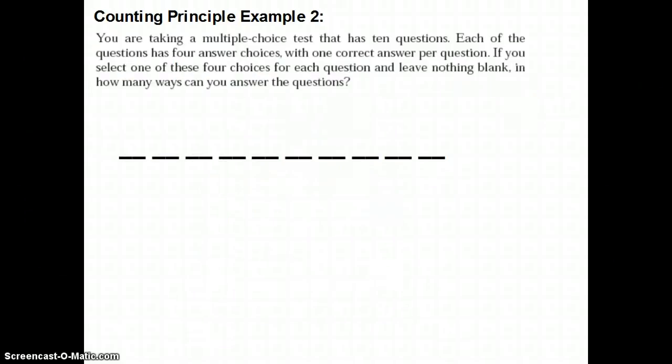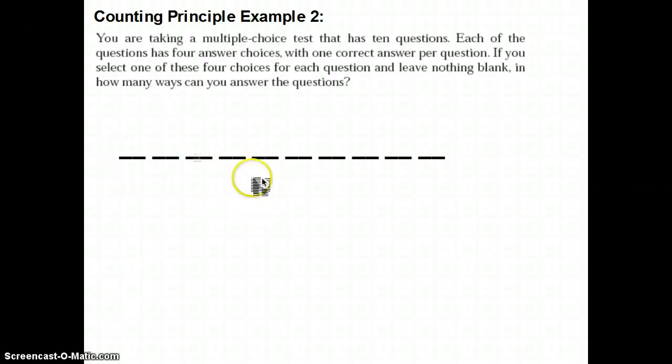This next example would not be a good one to draw a diagram of. There would just be too many different branches. Let's look at this one. It says that you are taking a multiple choice test that has 10 questions. Each of the questions has 4 answer choices, with 1 correct answer per question. If you select one of these 4 choices for each question and leave nothing blank, in how many ways can you choose the answers? Can you answer the question?